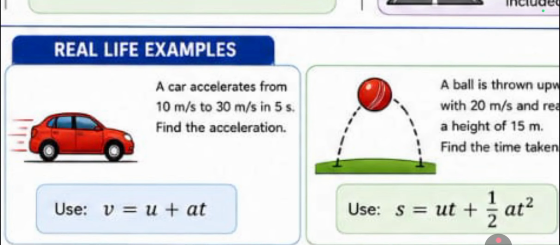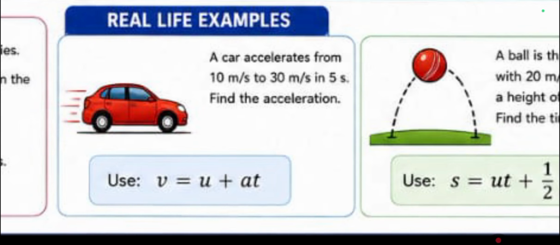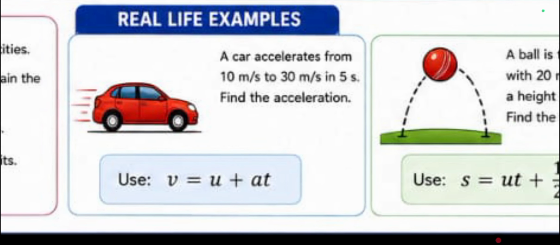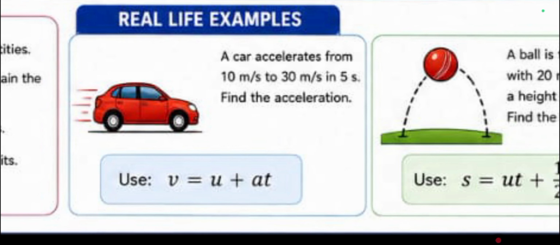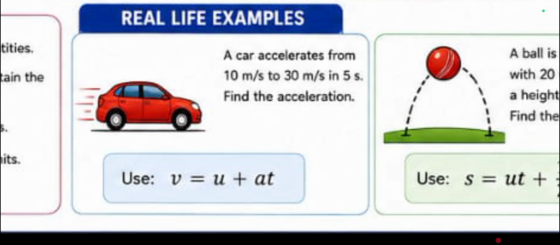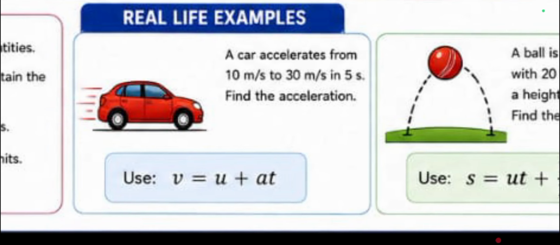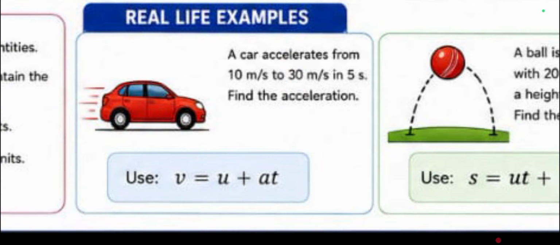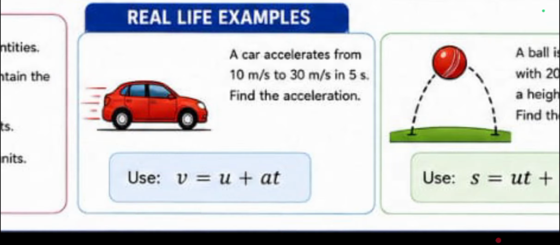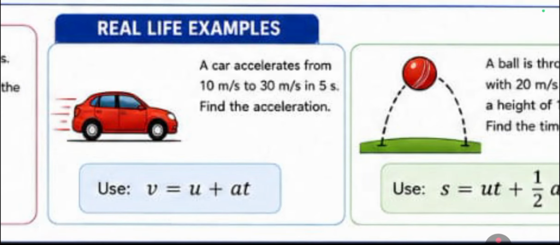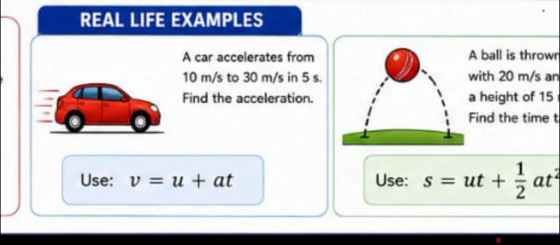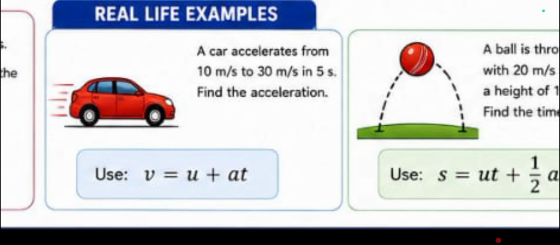Here we have to substitute the formulas in this equation. So 30 is equal to 10 plus 5a. So we have to find the acceleration: a is equal to (30 minus 10) by 5, that is equal to 20 by 5, that is equal to 4 meter per second square. That is the acceleration of the car. Now we have to use this formula and find the acceleration of the car.